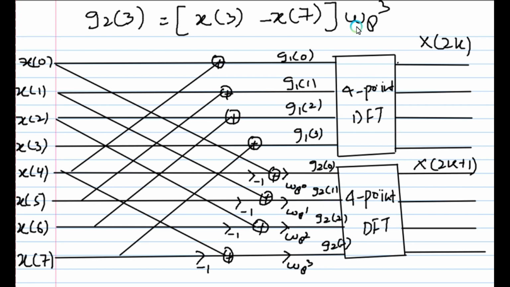So basically what we have got, g1 of n is a 4-point sequence, and g2 of n is a 4-point sequence. So we'll have to take 4-point DFTs to obtain X of 2k and X of 2k plus 1. Now we need to break down this 4-point DFT into subparts. So we'll see that in the next class. I'll stop here.